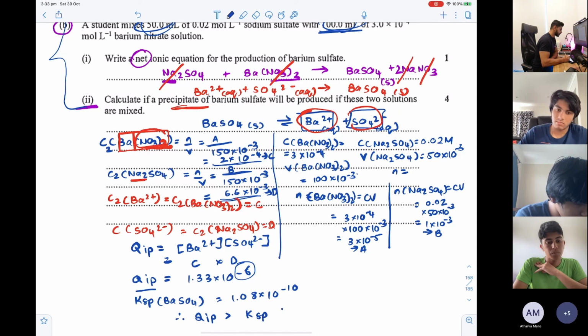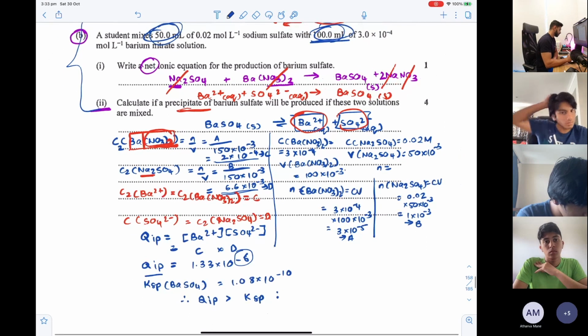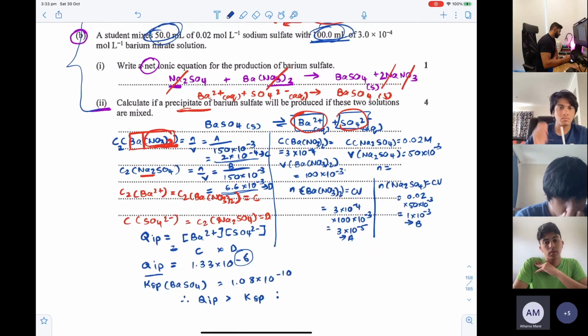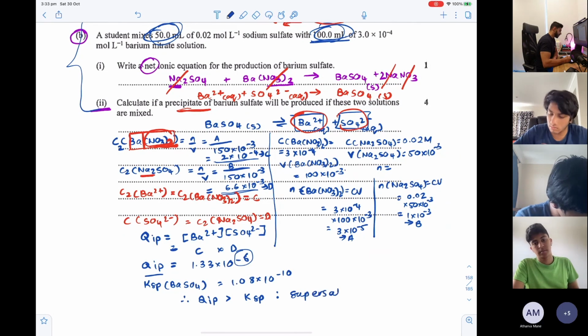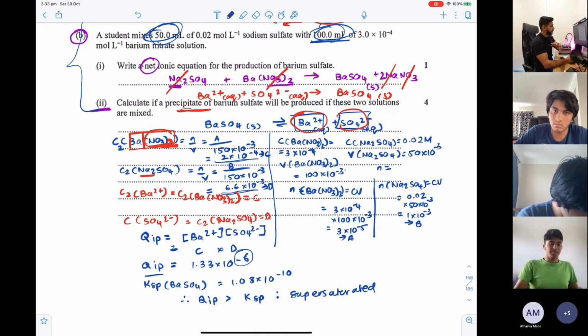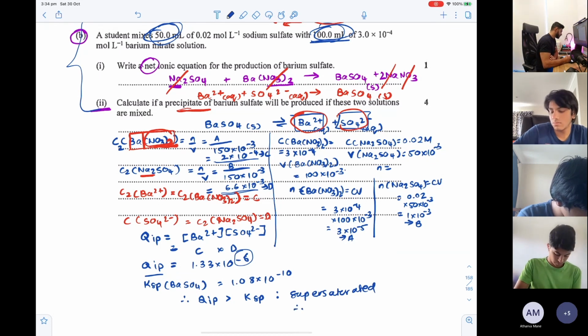What does that mean to us? So Athava, what does that tell you? Is a solution unsaturated, saturated, or supersaturated? It's supersaturated. Very good. It is supersaturated. Think of it like a number line. If Q is greater than K, we've gone past saturation point. It's supersaturated. Therefore, we say there's going to be a clear precipitate. And that is your answer.